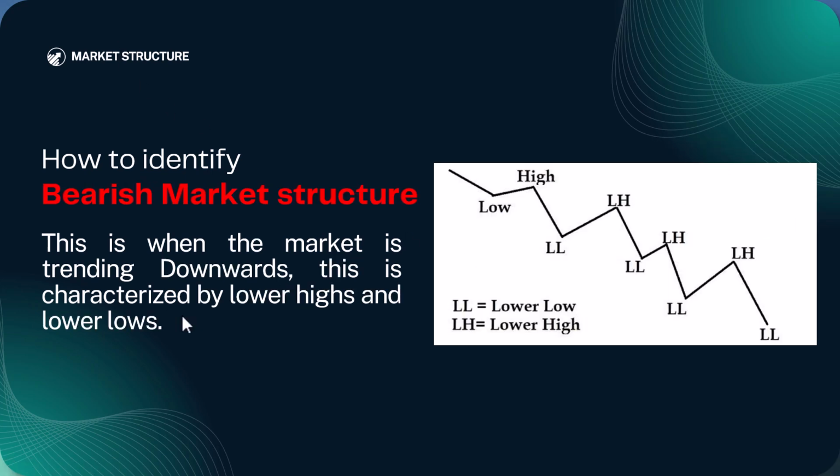So in the case of a bearish market structure, this is when the market is trending downwards and is characterized by lower highs and lower lows. So instead of the market going upwards, forming higher highs and higher lows, in this case, we keep having lows that are lower than the previous lows and highs that are lower than the previous highs, right? So it's a lower low, a lower high, lower low, lower high, lower low, lower high. Hope that makes sense.